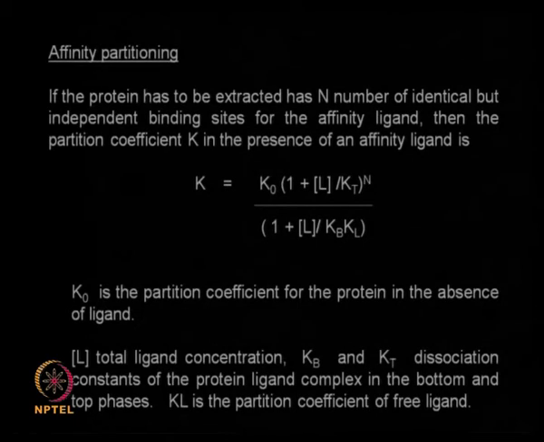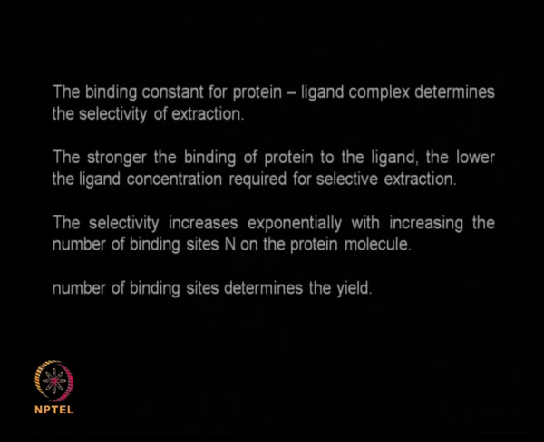So, I can select a suitable ligand so that I can enhance my partition coefficients tremendously. I will be able to enhance the extraction efficiency by a very large number by selecting suitable ligands and also by selecting suitable ligand concentration. So, the binding constant of the protein ligand complex determines the selectivity of the extraction. The stronger the binding of protein to the ligand, the lower the ligand concentration required for selective extraction. That means if it is going to bind very strongly, I can use less ligand.